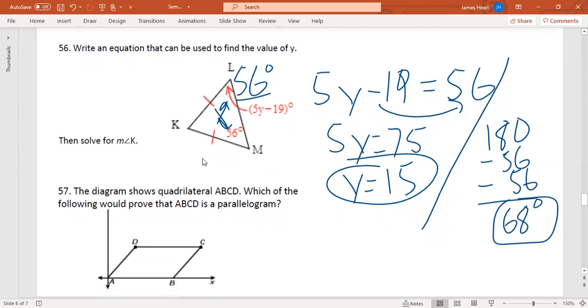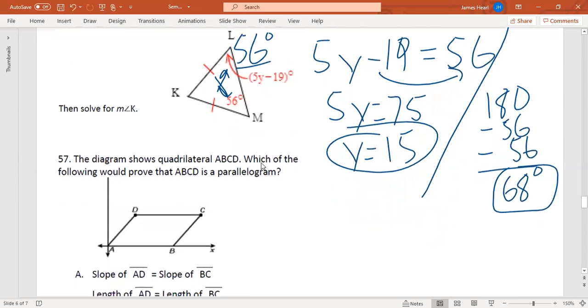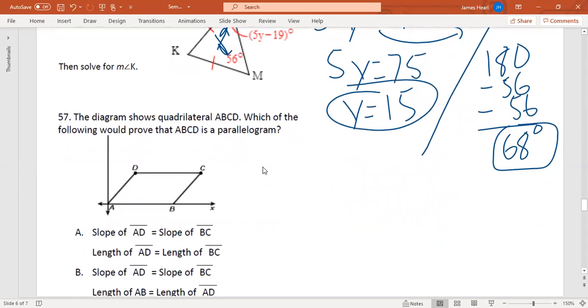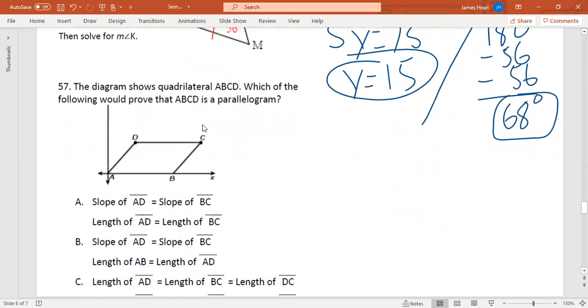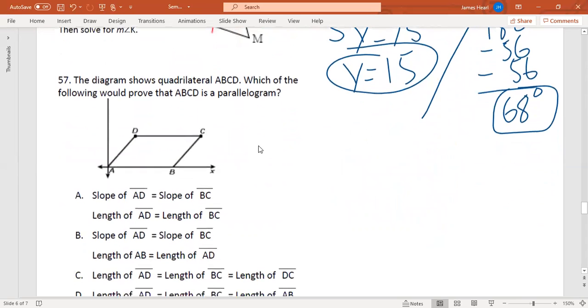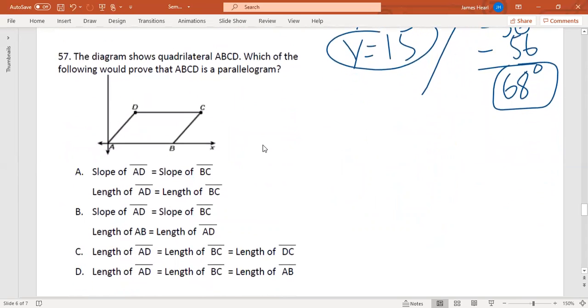For 57 here, we have this picture showing a quadrilateral, and you're asked which of the following would prove it is a parallelogram, which is basically, do you know your definition of parallelogram? So let's go check everything. The slope of AD matching the slope of BC, that would make the left and the right parallel. The length of AD and the length of BC, that would make them congruent, but that's only one set of sides. A parallelogram needs both.